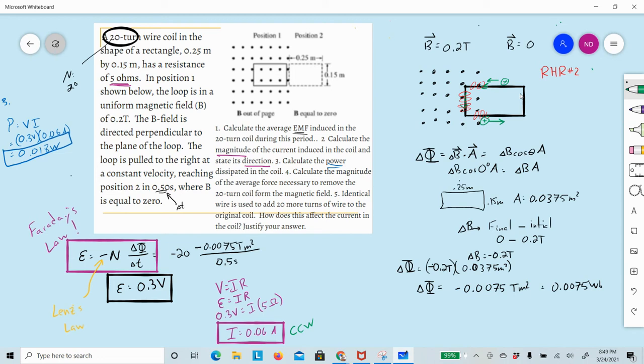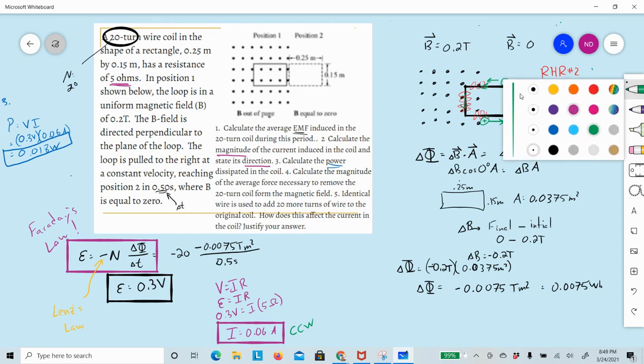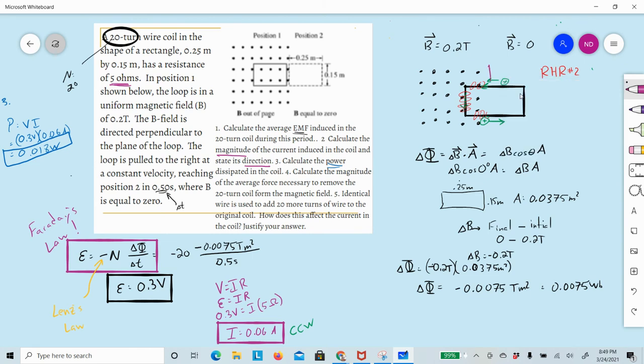Get the fingers of your right hand pointing out of the screen. Thumb above the wire is this way. This is going to generate a force upward this way, based off of right-hand rule number 2. Down here, fingers out of the screen, thumb to the side. This is going to generate a force down here. These two forces will be equal and opposite, and they will cancel out.